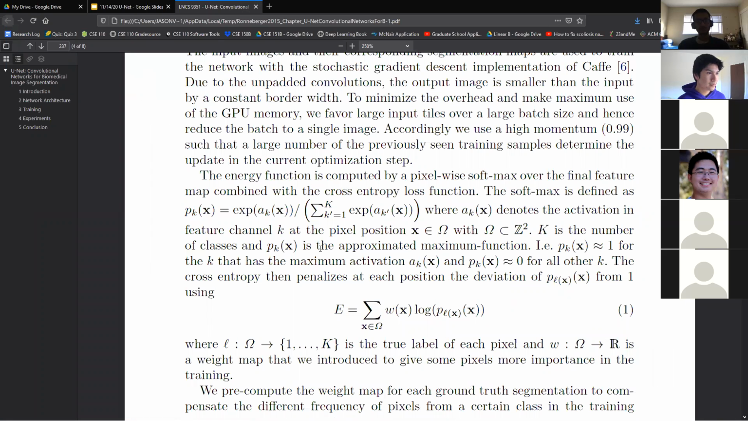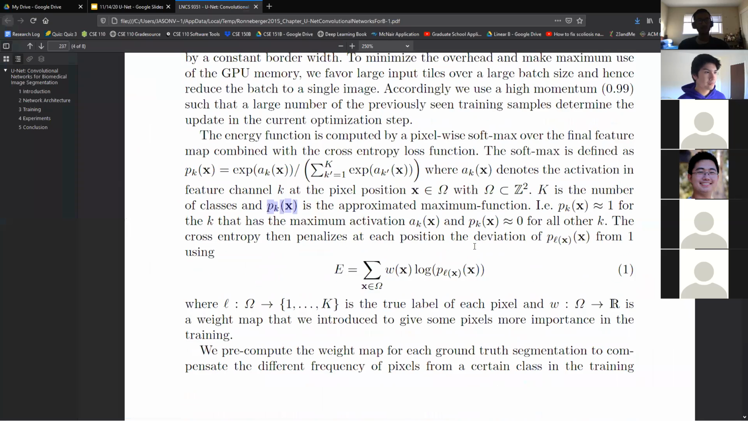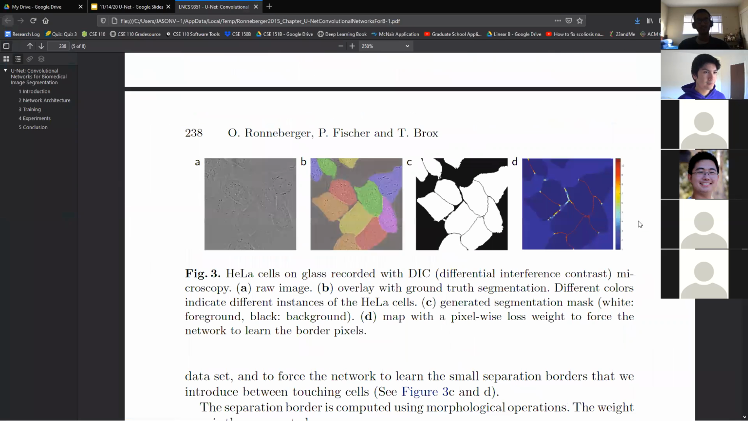Okay. What's the output of this UNet? Like the image output? Yeah, I think the output is a segmentation map, something like you would see in 3C. Okay. And that's compared to something like 3B. The input's 3A, and then the intended result would be something like 3B, where you see those different cells. Okay. Yeah.